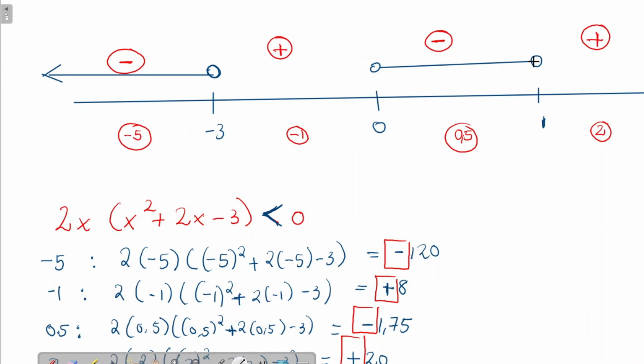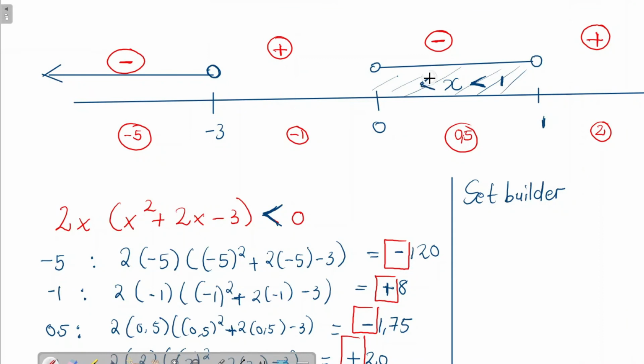So how do you write that in set builder notation or interval notation? This is the final answer that you're supposed to write. You can write it in either, but if you want set builder notation, where is this function less than 0? It's less than 0 when x is less than 1 but greater than 0. And we also know that this function is less than 0 when x is less than -3.